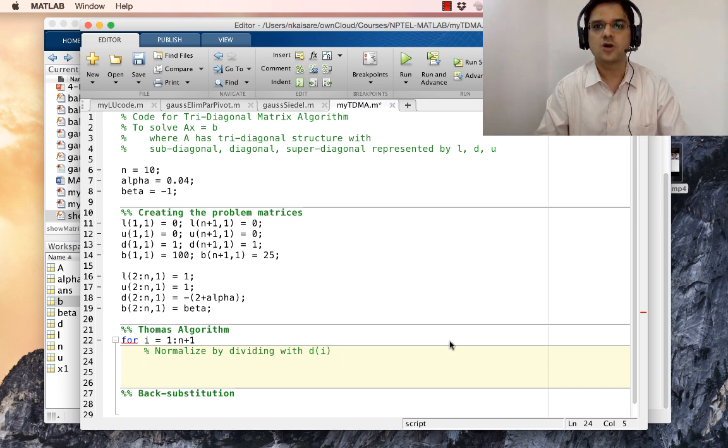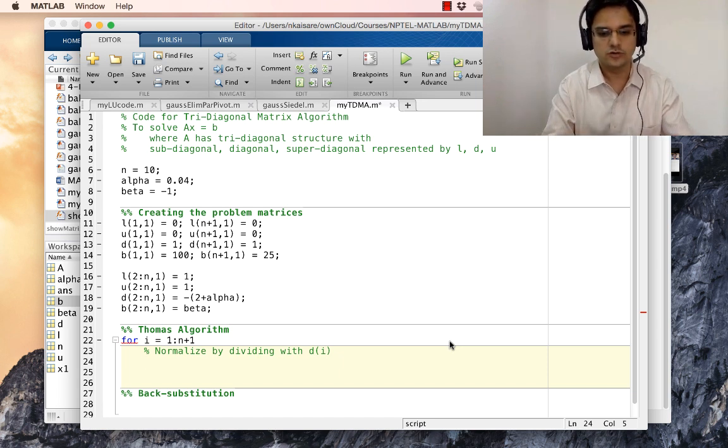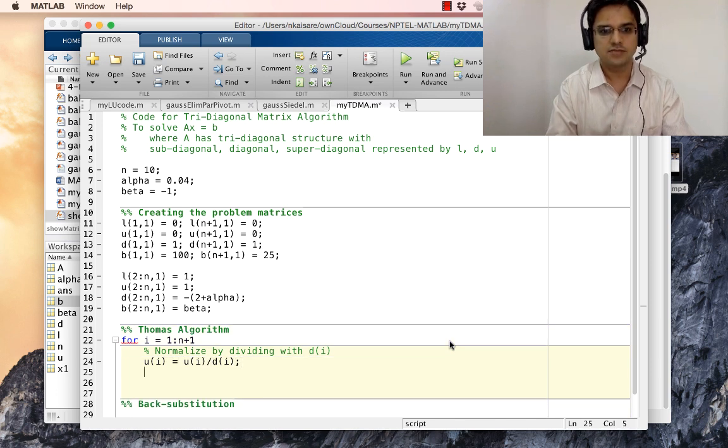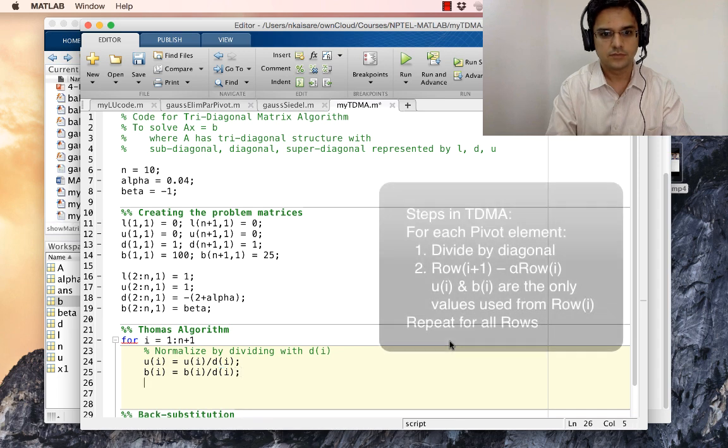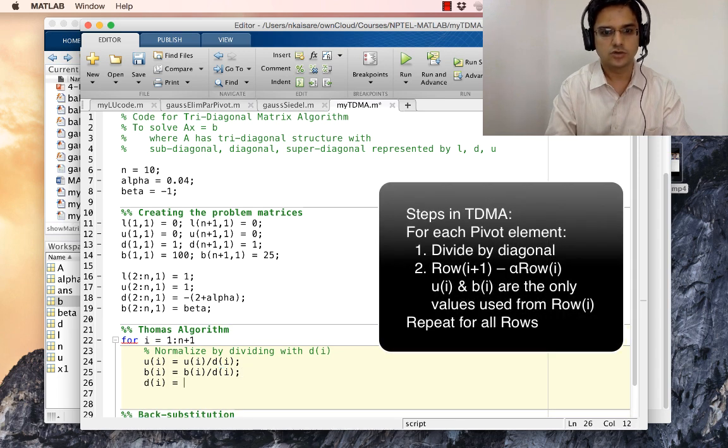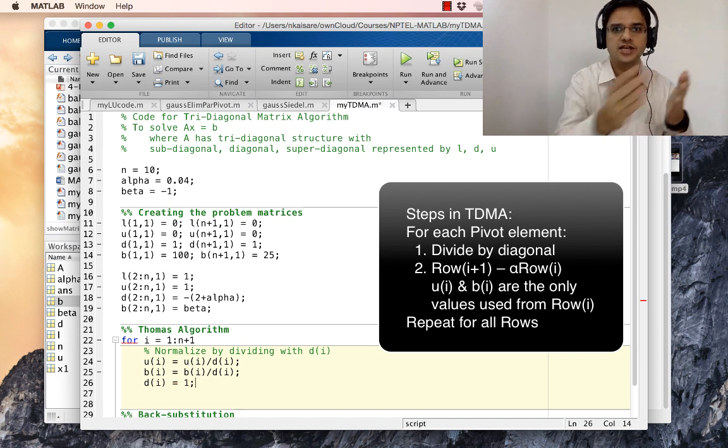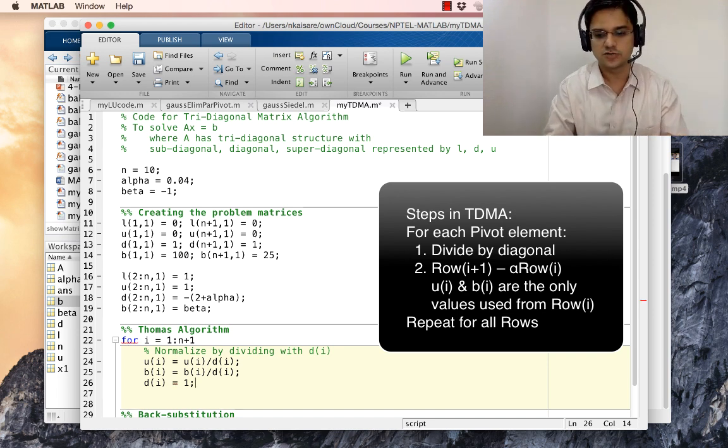But keep in mind that because we are dividing by D itself, we don't have to do anything with respect to the D vector either. So what we are going to do is ui is going to be nothing but ui divided by di, and same thing with b also. Bi equal to bi divided by di, and di is going to be equal to 1. Why? Because di is going to be old di divided by itself, so therefore it's equal to 1, and that's the only thing that we need to do.